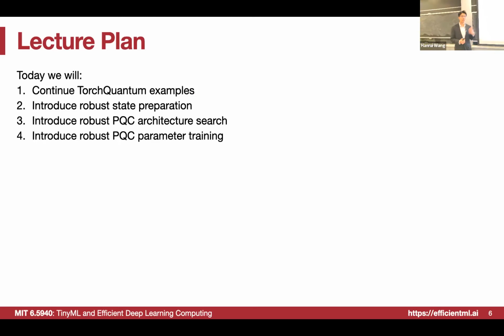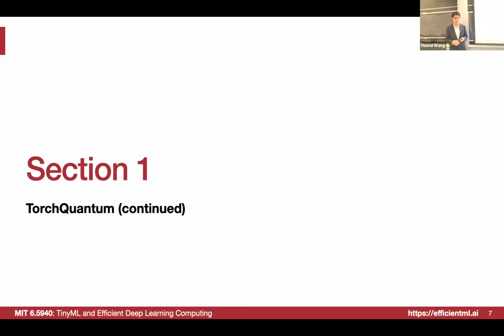Just like in the previous lectures, we introduced neural architecture search, right? For the quantum, we also have an architecture search for the quantum structures. And then finally, we're going to introduce one recent work on how to train the parameters with high robustness. Okay, so let's first continue with some TQ examples.